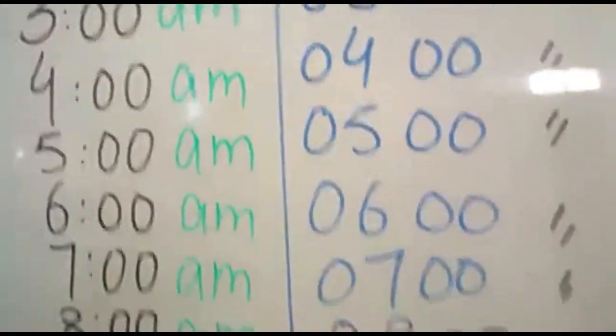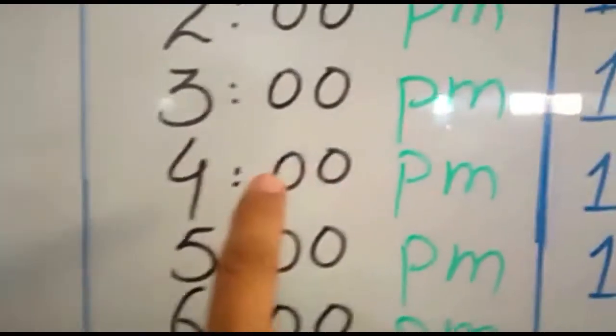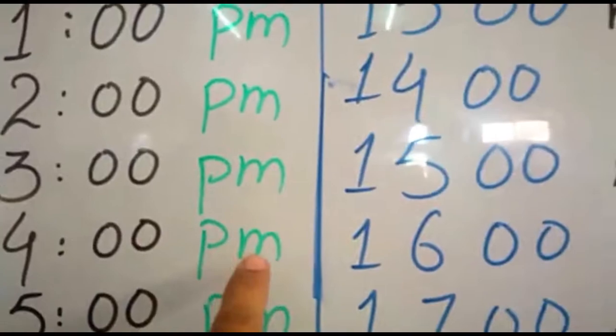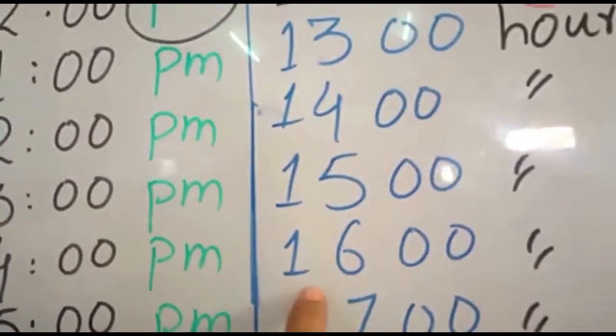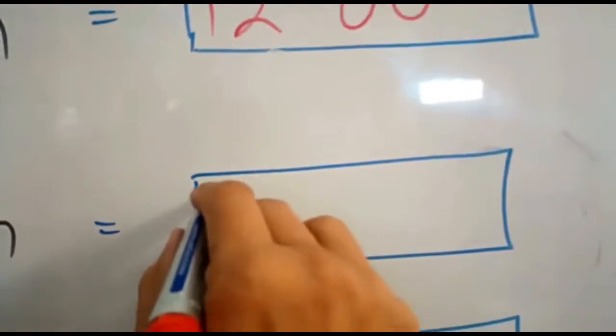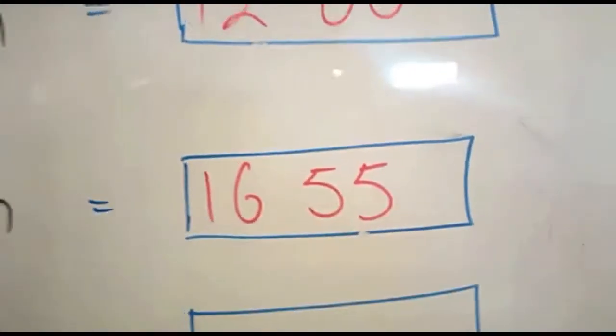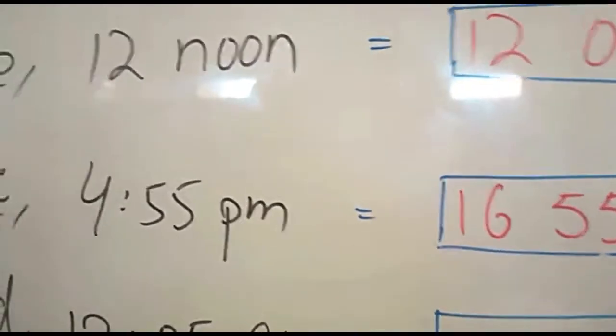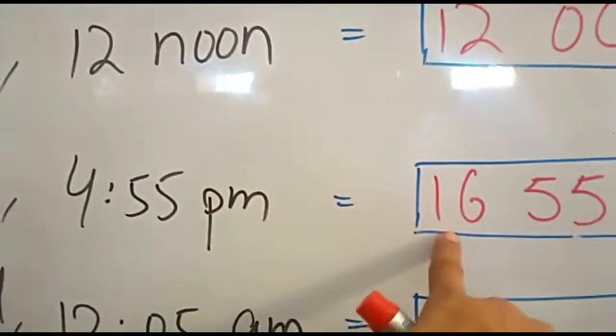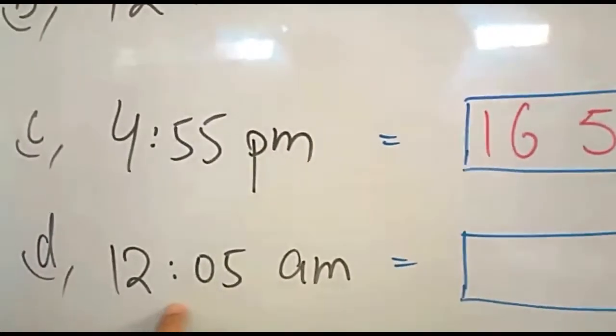Next, 4:55 p.m. Again, we will go to the table. 4 p.m. We have to use p.m. 4 p.m. is equal to 16 hours. Now we will write 16:55 hours, because 4 p.m. is equal to 16 hours.